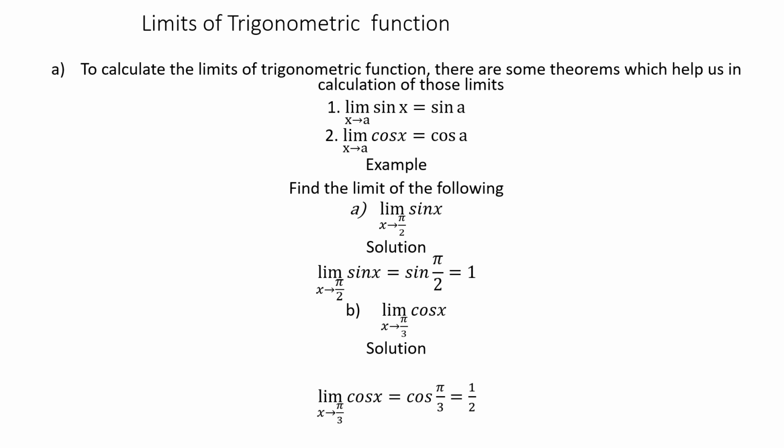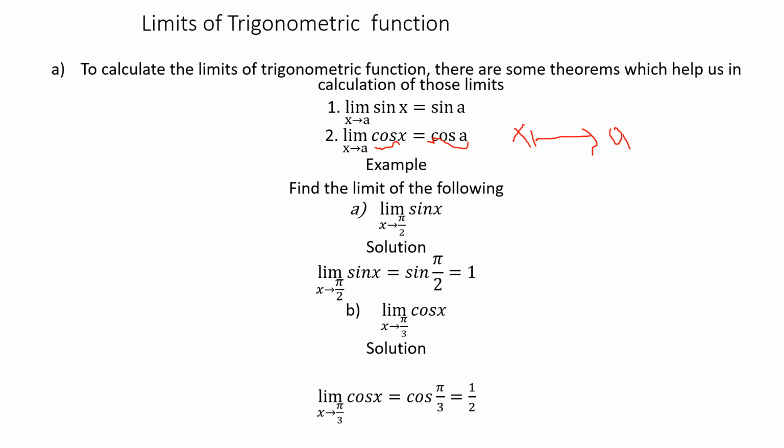Property number 2, the limit as x tends to a of cos x. As x is approaching a, then cos of x is tending to be what? This cos of x here is tending to be cos of a, as x is tending to a. That is to say, you replace x by a.